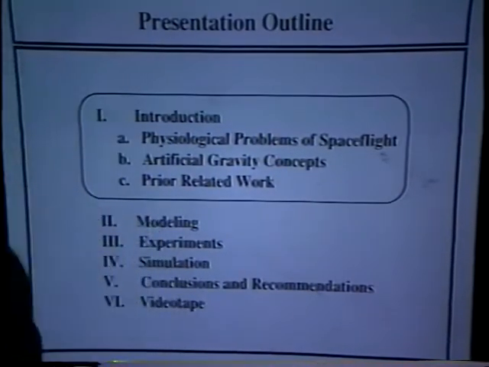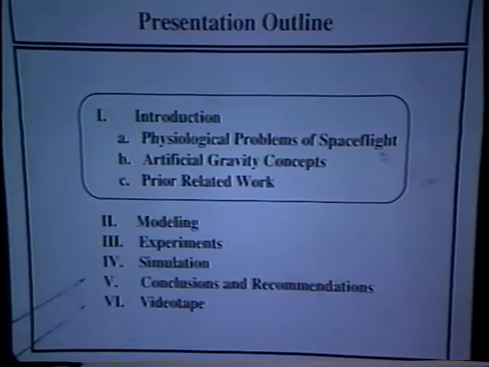My outline this afternoon consists of 5 sections of the talk. First of all, I'll motivate the research, talk about the physiological problems of long-duration spaceflight, some concepts for an artificial gravity spacecraft, as well as prior related work. Section after that will be a discussion of the modeling that I've done in support of the analysis of the spacecraft. There will be a discussion of experimental results having to do with the operation of this hardware that you've seen up front, some computer simulation results, and then conclusions and recommendations. This outline chart here is actually an error. I will show the videotape between the discussion of the experimental work and simulation work.